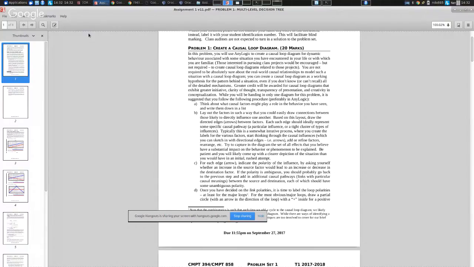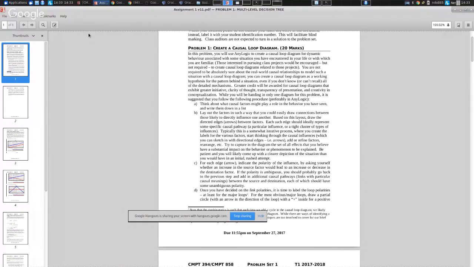The first problem here is asking you to produce a causal loop diagram. This is an expansion on the take-home exercise that many of you started for this class, and it can be an elaboration on that diagram based on some of the principles that I talked about following your attempt to put together that diagram last time.